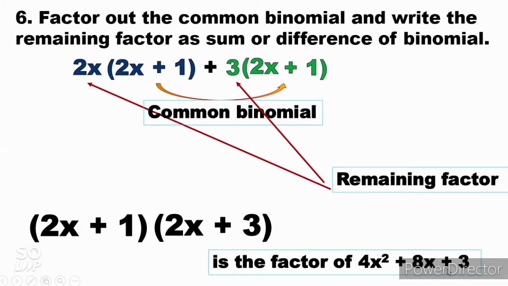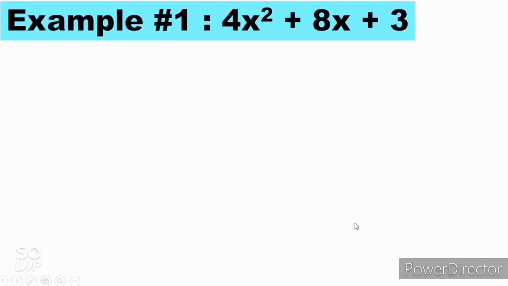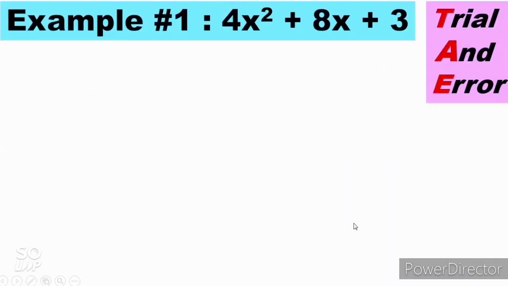Okay, again, pinactor out ang common and then pinagsama ang remaining factor. Okay, so ngayon naman tuturo ko sa inyo yung trial and error method. Using the given 4x squared plus 8x plus 3, okay, pa-factor natin siya gamit ang trial and error method.